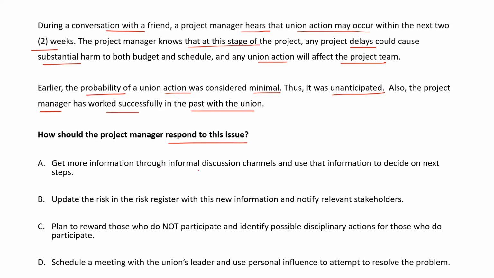Get more information through informal discussion channels and use that information on next steps. Update the risk in the risk register. You will never update the risk register directly without taking actions. Plan to reward those who do not. If I read it simply, it's not going to be the right answer anyway. Schedule a meeting with the union's leader and use personal influence to attempt to resolve the problem, because they are asking about an issue. So the remaining answer is A or D. What do you think is the better answer?